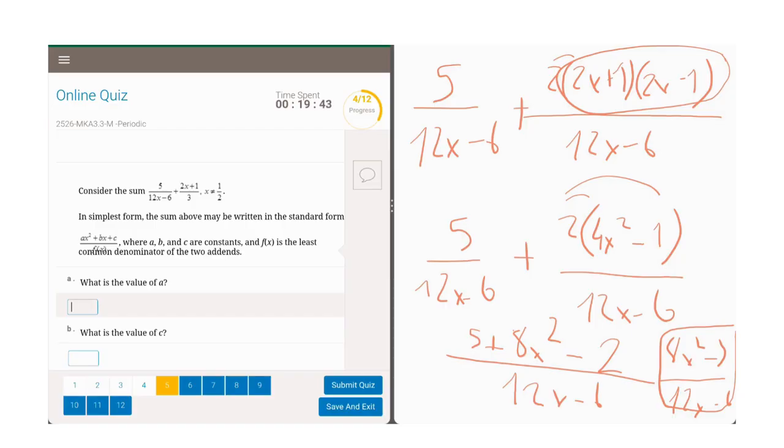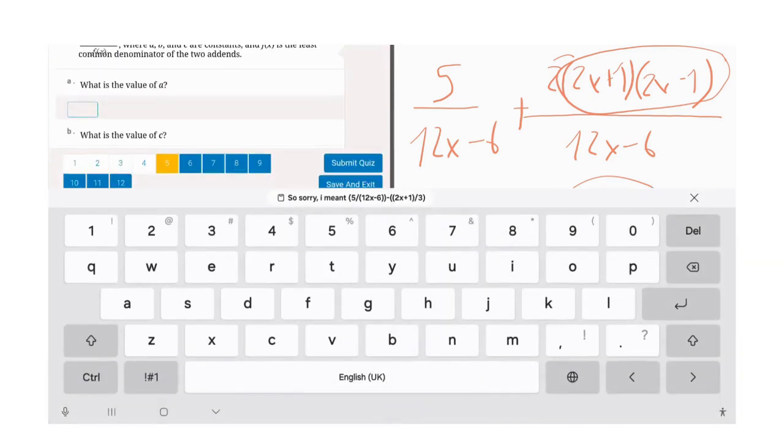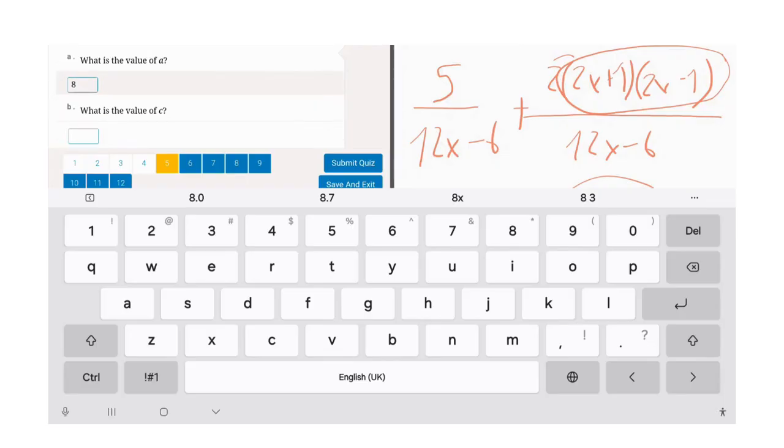What they meant is probably b will be 0 because there is no bx. So here, in the question, they only ask for a and c. So that means we can just put a in here. So 8 and 3.